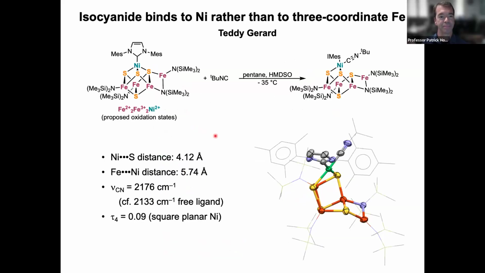At the very last minute here, I want to tell you about some of the more recent studies that Teddy has been doing, where he's been adding inhibitors of the enzyme. And what we find is that although isocyanide here had a choice between a nickel site and a 3-coordinate iron site, it actually chooses to bind to the nickel. And here's an X-ray crystal structure that shows that.